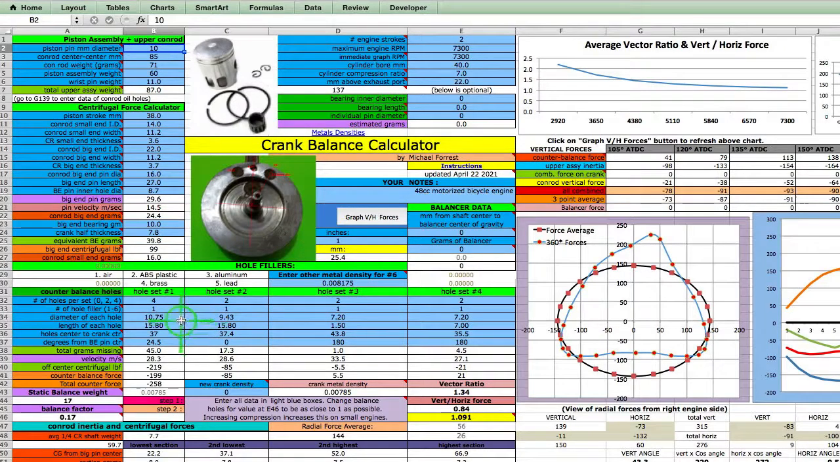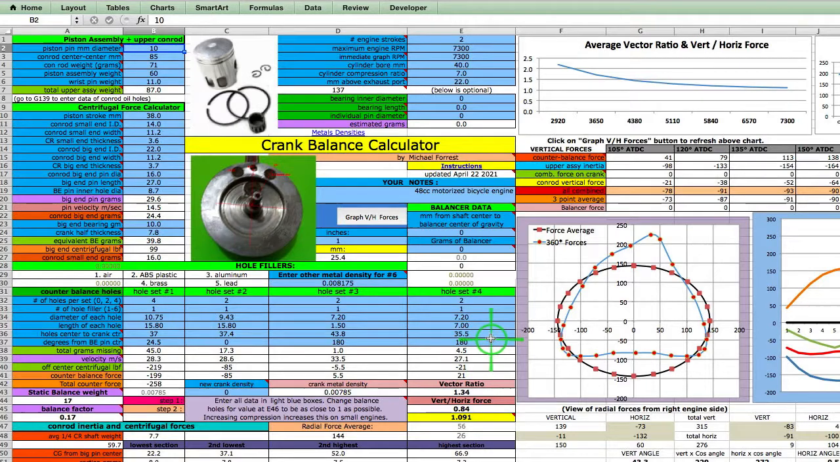So then you enter the diameter, the length of each hole, the distance from the center of the hole to the center of the crank, and the degrees from this center line out here, from the crank center to the conrod pin center. So these are 24 and a half degrees off, which goes right here. If you do holes on the opposite side, it's 180 degrees like what you have right here.